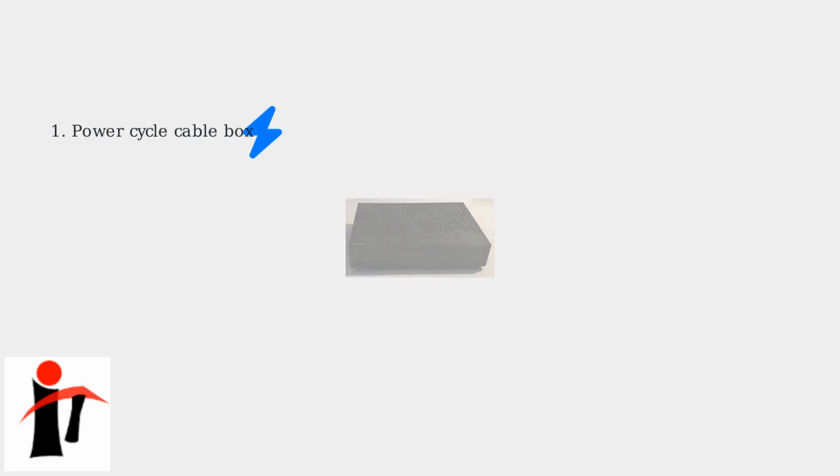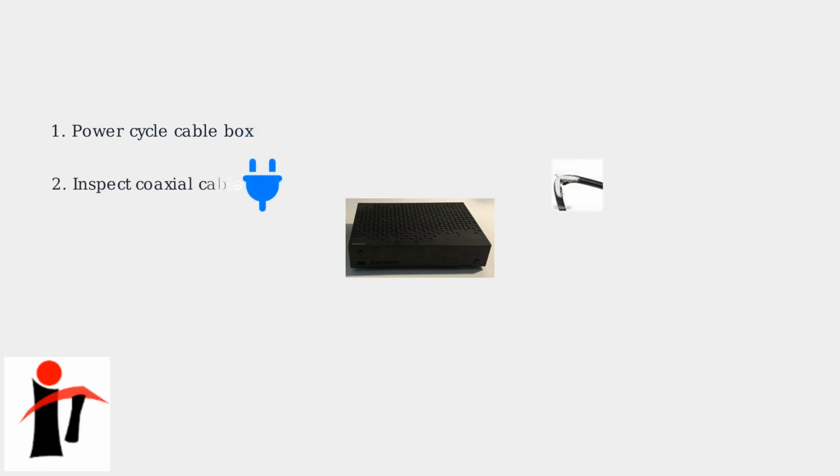First, power cycle your cable box by unplugging it for 60 seconds. Then, meticulously inspect the coaxial cable running from the wall to your cable box and from the cable box to your TV. Look for any kinks, bends, or damage to the cable itself. Ensure the cable is securely screwed into both the wall outlet and the cable box. Loose connections are a frequent cause of signal loss.